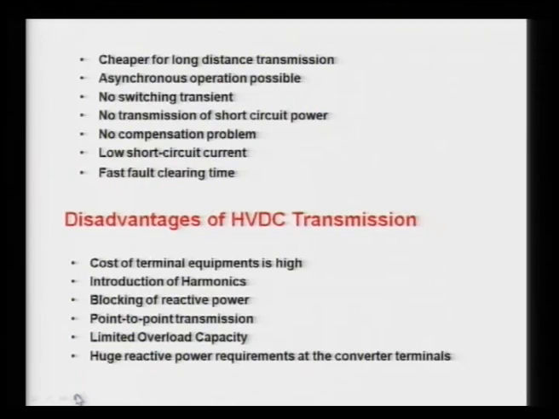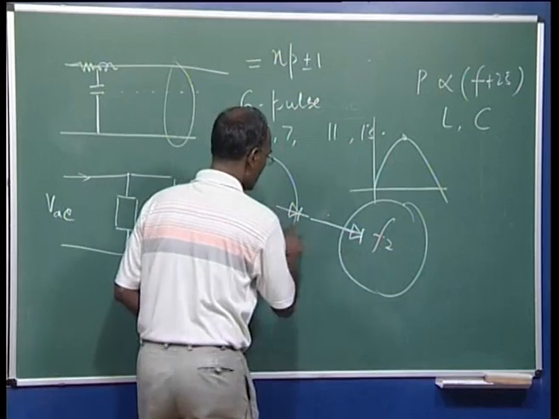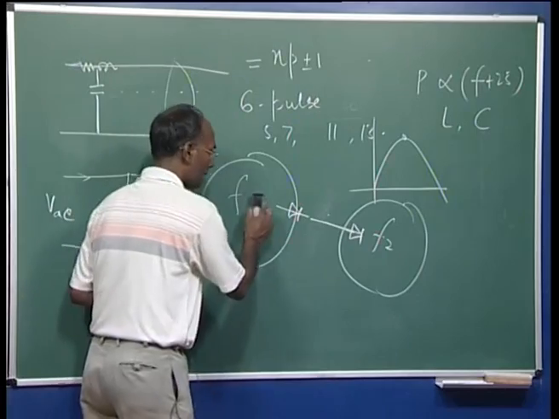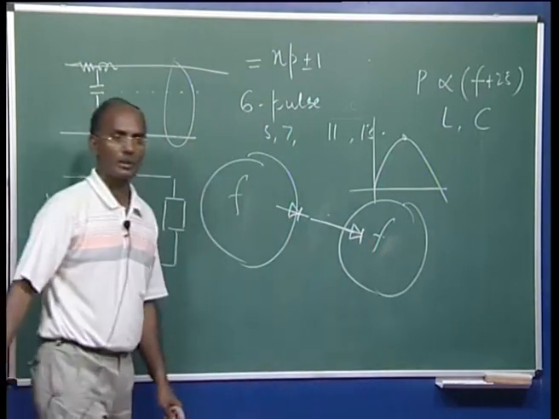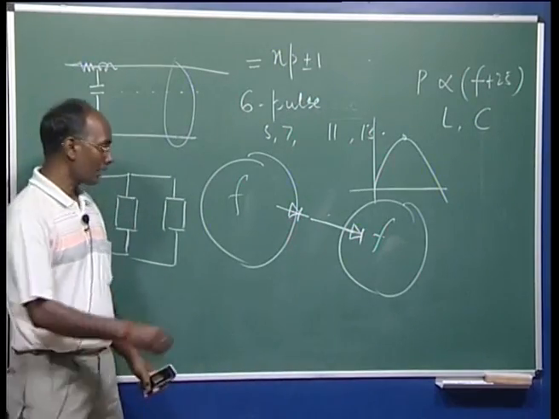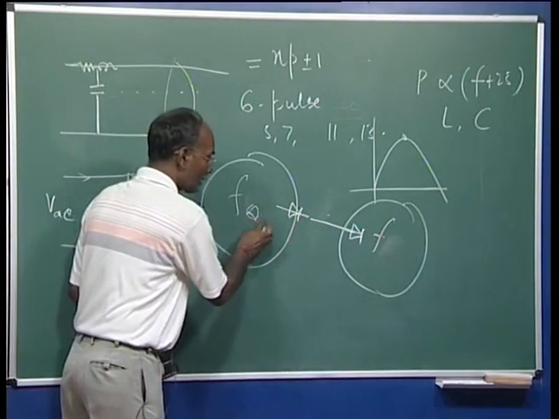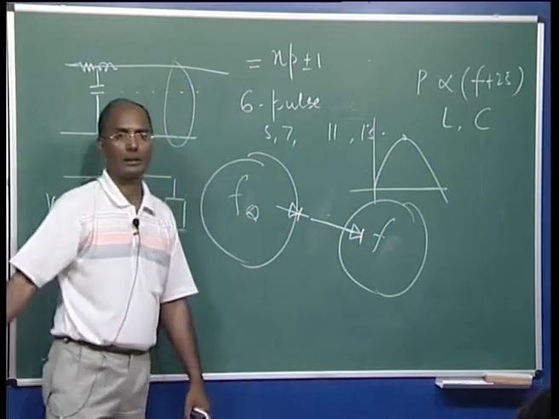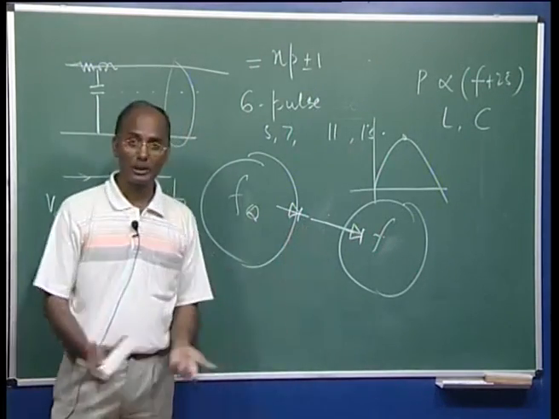Another is the blocking of reactive power. As I said, you can imagine two systems, let us suppose operating at the same frequency, even though it hardly matters, connected by the DC link. The reactive power here cannot flow from this end to that end, because in the DC link there is no reactive power concept as well.